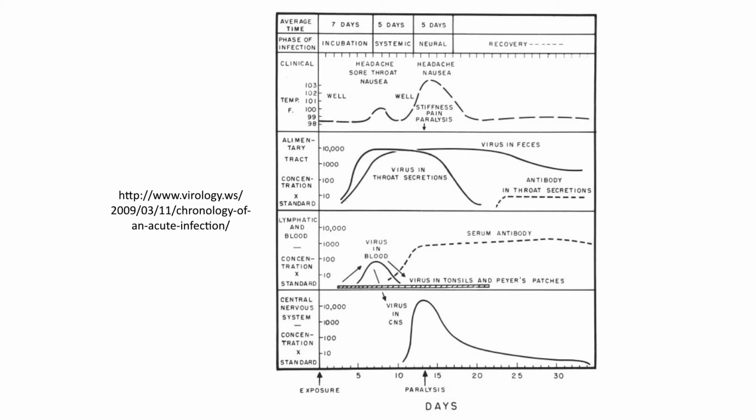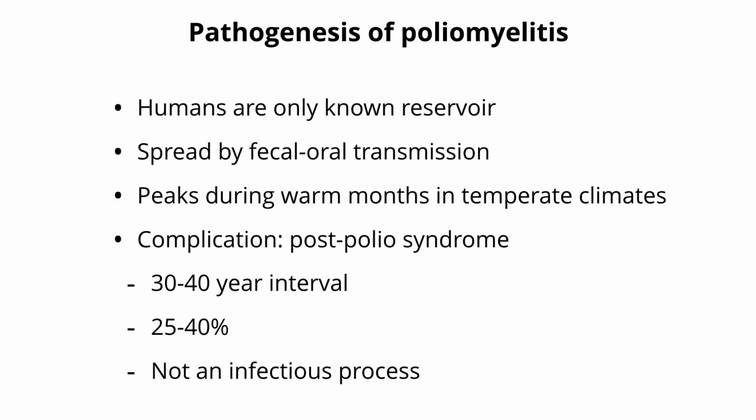So here's a nice illustration of why it takes time for the virus to get from your gut into the CNS. If you looked at the incubation period as just the time to paralysis, it's 14 days because the virus has to travel there from the gut. So we are the only known reservoir of infection in nature. The virus doesn't infect anyone else. It's spread by fecal-oral transmission. There's a seasonality in warm months and temperate climates. You don't really know why this is, but when there were outbreaks of polio in the US, kids would typically get it in the summer months.